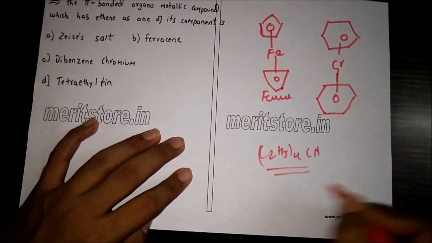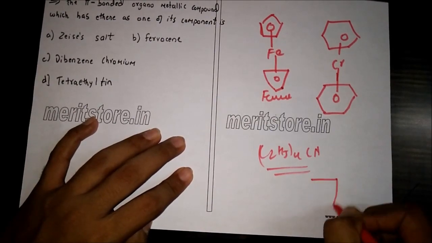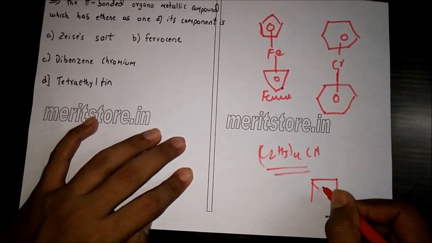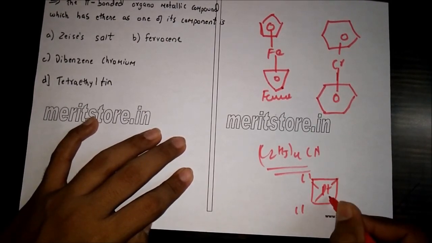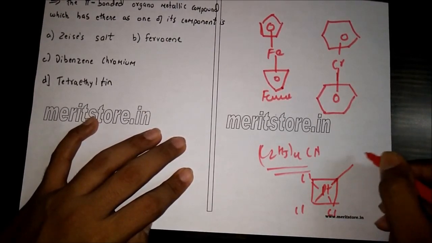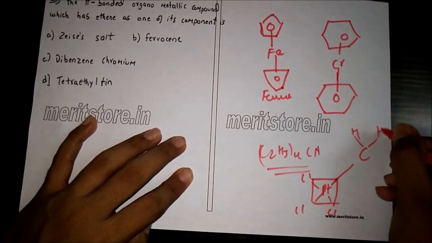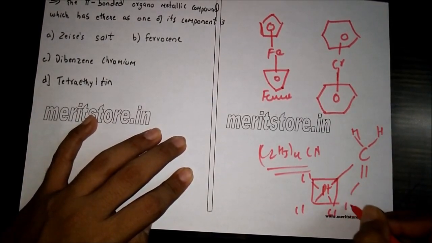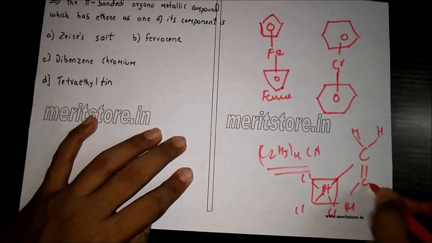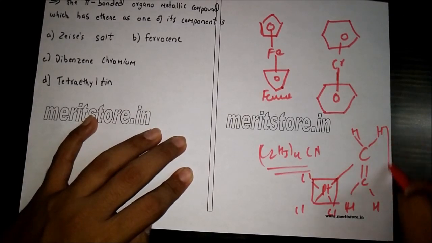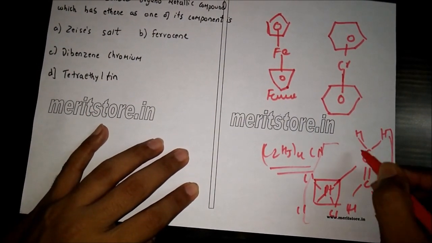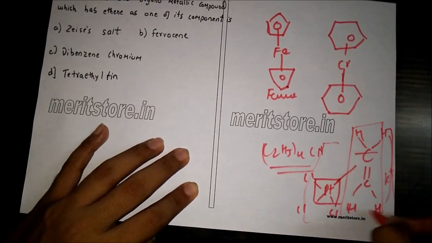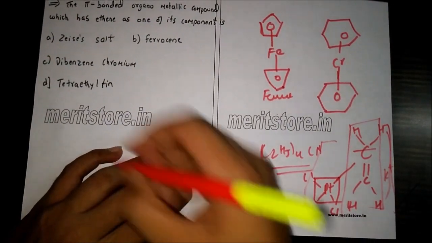However, Zeise's salt, which has the formula Pt Cl, CH double bond CH, has a structure with K plus. Therefore, here it has a pi bonded organometal compound which has ethene as one of its components. Therefore, the correct answer here is A.